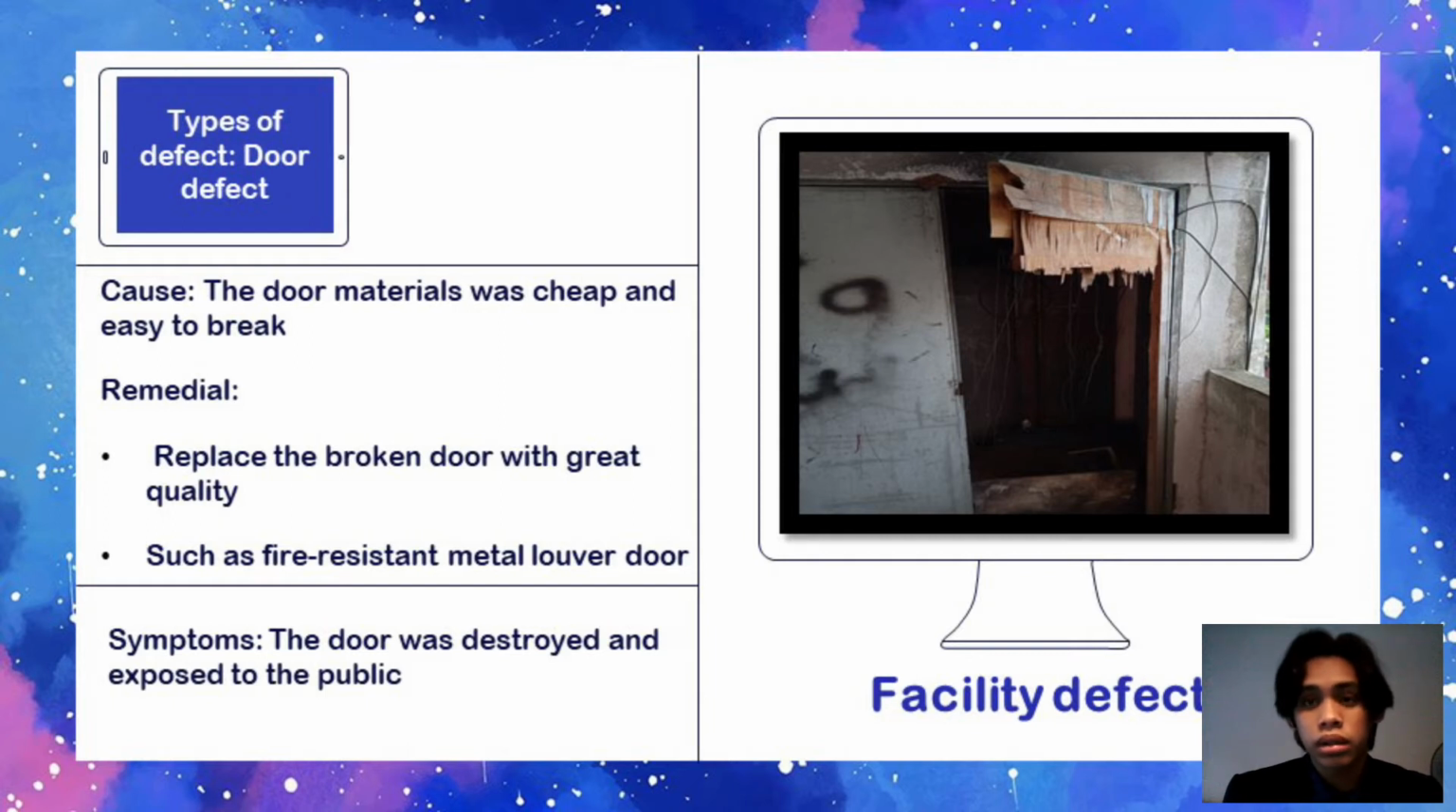So the remedial for this defect is to replace the broken door with a good quality door such as a fire resistant metal louver door. This is to ensure the occupants' protection in terms of safety.